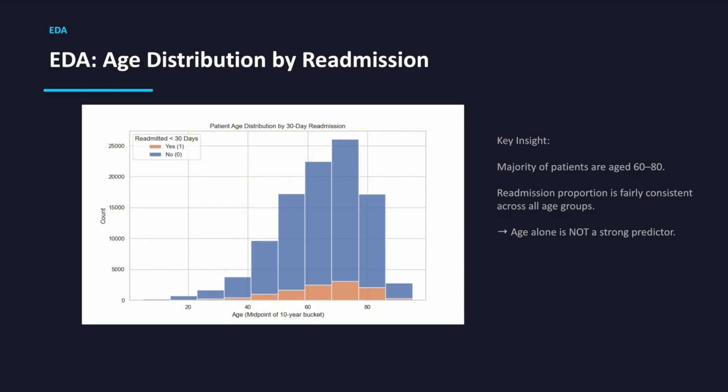So, I'll walk you through the key insights from our exploratory data analysis. First, we looked at the age distribution versus readmission. Most patients fall between 60 and 80 years old, which is expected for diabetic populations. However, when we compare readmission rates across age groups, the proportions remain fairly consistent. So, even though older patients dominate the dataset, age alone is not a strong factor in readmission. This tells us that demographic features by themselves are not enough and we need deeper clinical signals.